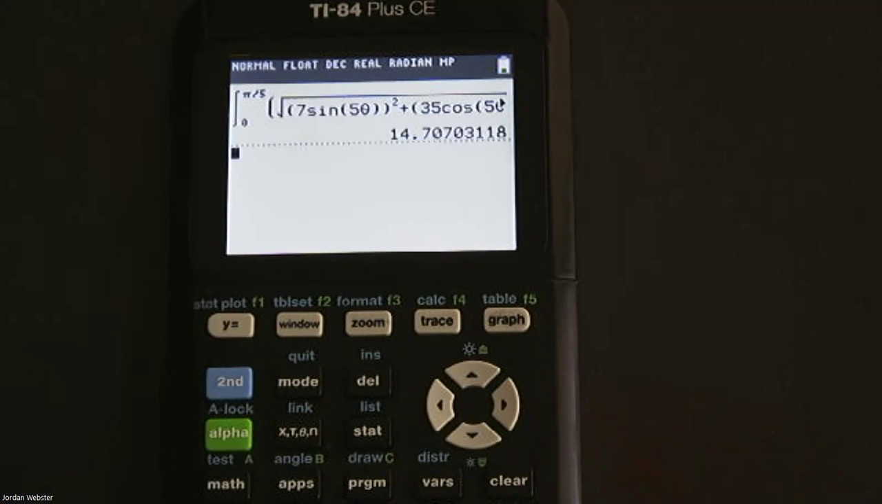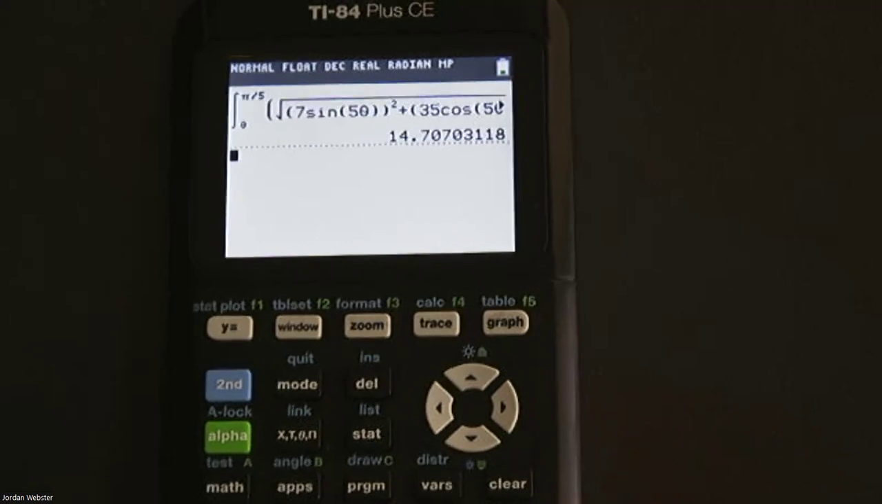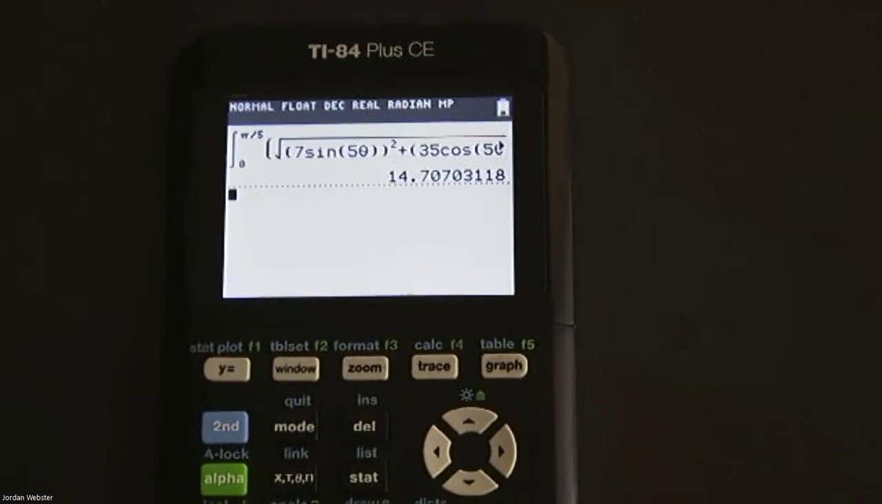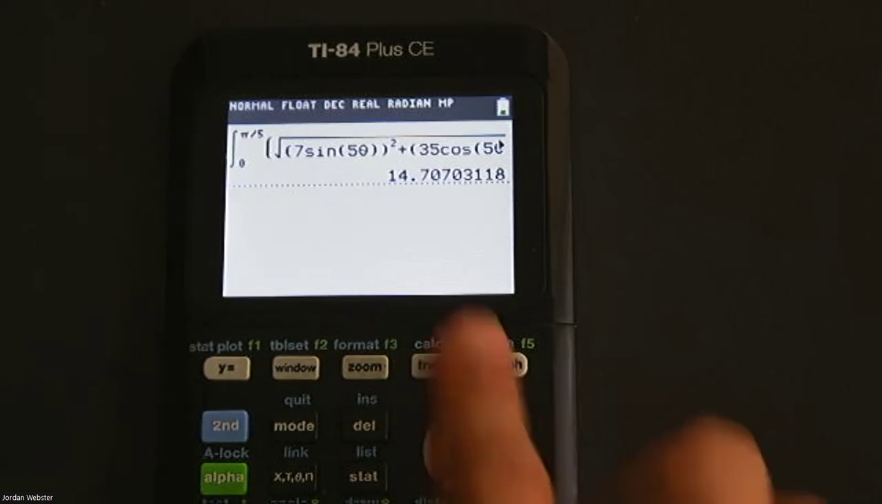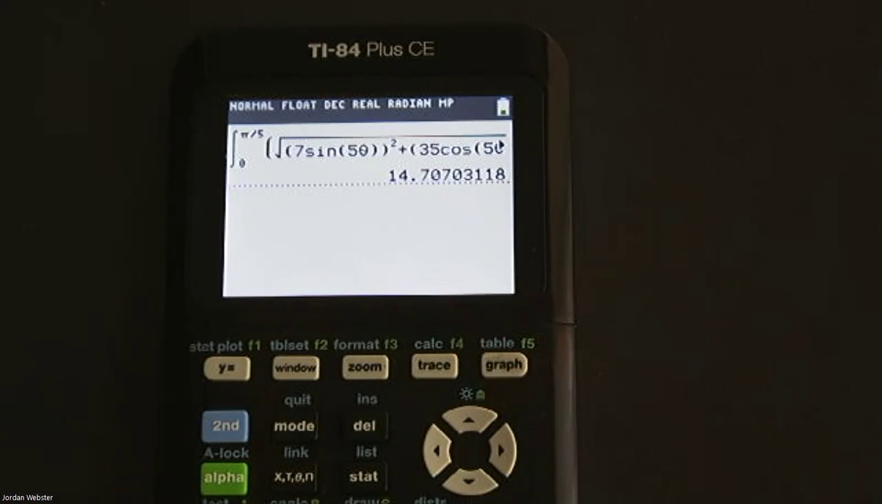When I calculate this, I'll get a nice approximate answer. Here is 14.707 or 71. This is not pi times an integer like the previous couple. This is a more difficult number to express than just like 11 pi or 4/3 times pi, like in the previous examples. So that's it. That's how we integrate using polar coordinates.